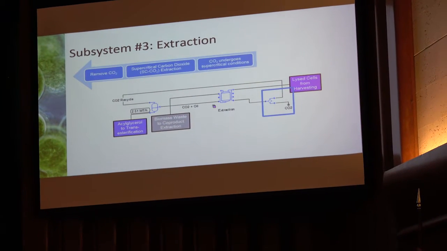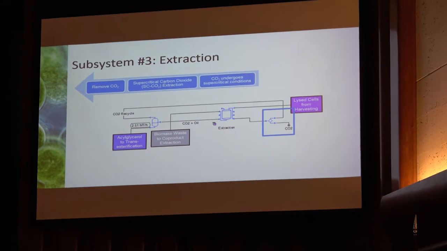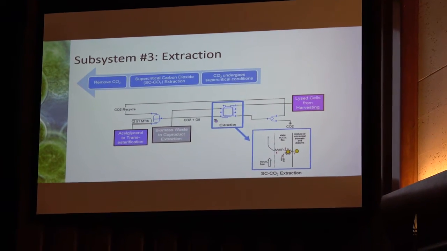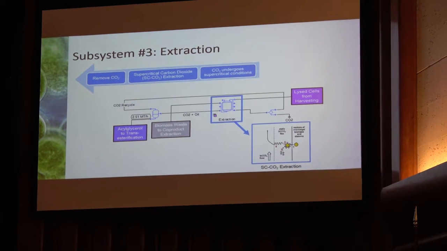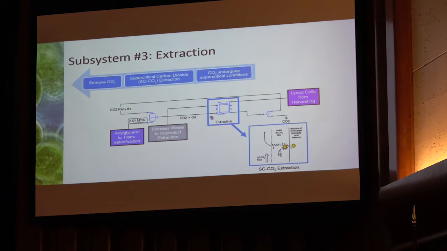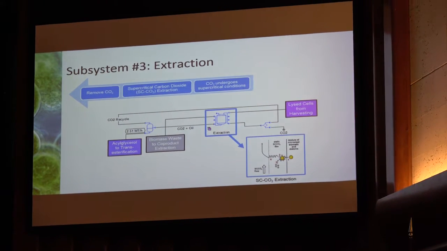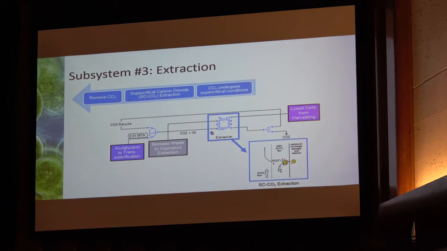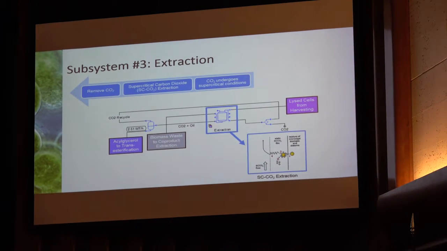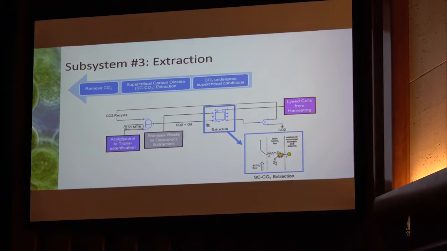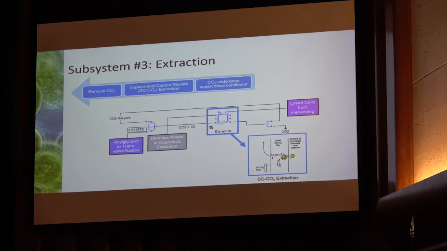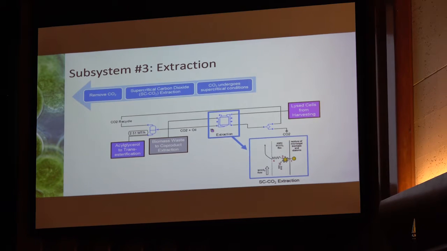We use both a recycled source and an input source. And in our extraction tank, we're going to mix our carbon dioxide fluid and our algae biomass fluid. From the picture, you can see the lipid is the little orange dot, and the white dots surrounding it are the carbon dioxide. So basically, when we mix the two fluids, the carbon dioxide is going to surround our lipid molecules.